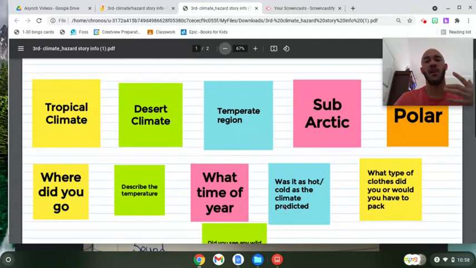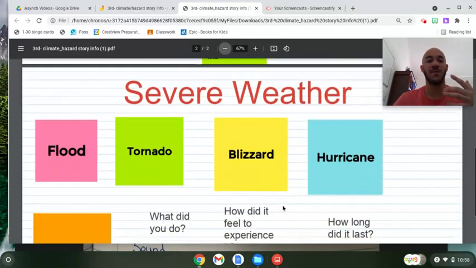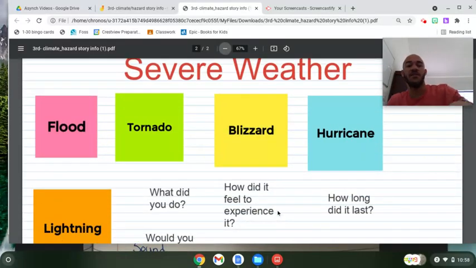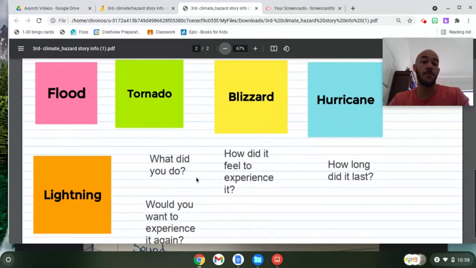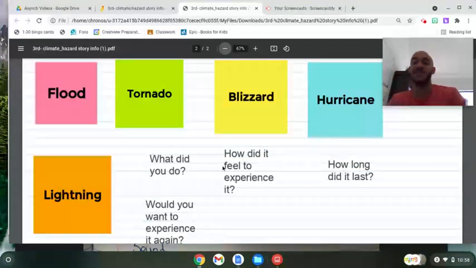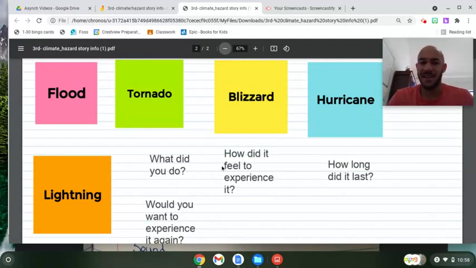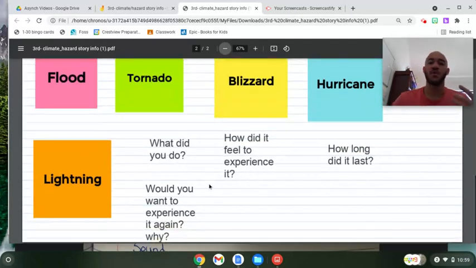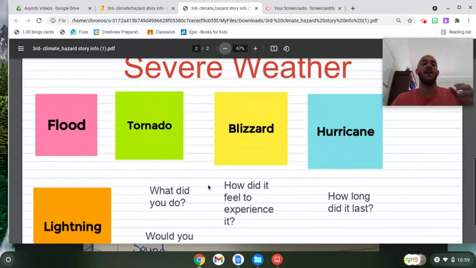But also, you can write about severe weather. Have you ever experienced a flood or a tornado, a blizzard, a hurricane? Talk to me. Write a story. Tell me about that experience. What did you do? How did it feel to experience it? How long did it last? Would you want to experience it again, and why? Have you ever been in a blizzard? Where were you? What city were you in? What did you do while it was going on? So just talk to me about that experience.